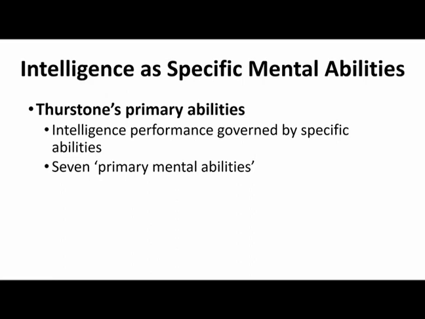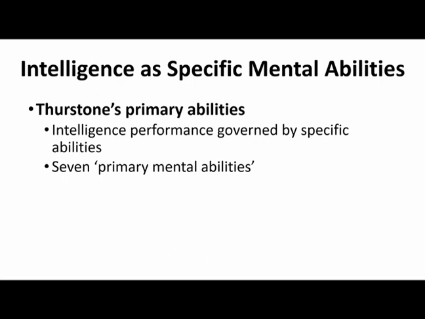Our next discussion is going to focus on Thurstone's idea of primary abilities. And Thurstone basically came up with an idea that stood in counterpoint to Spearman. So where Spearman was impressed that there was at least some positive correlation between all these different measures of intelligence, Thurstone decided to focus on the fact that there were differences between those correlations. So he focused on the fact that the correlations weren't perfect.